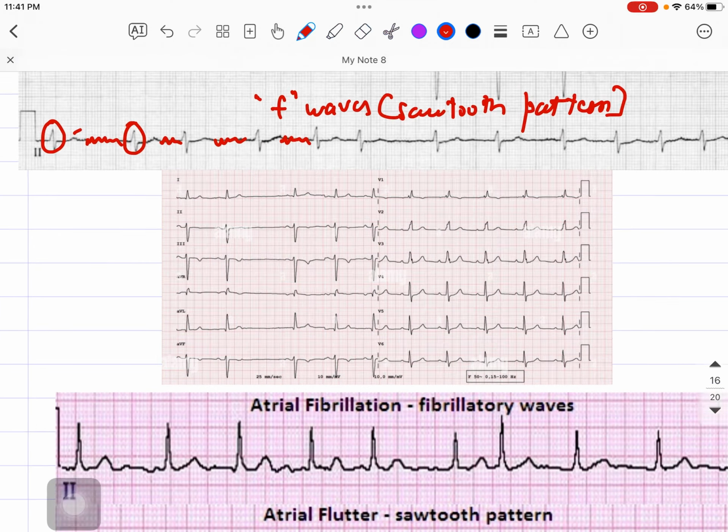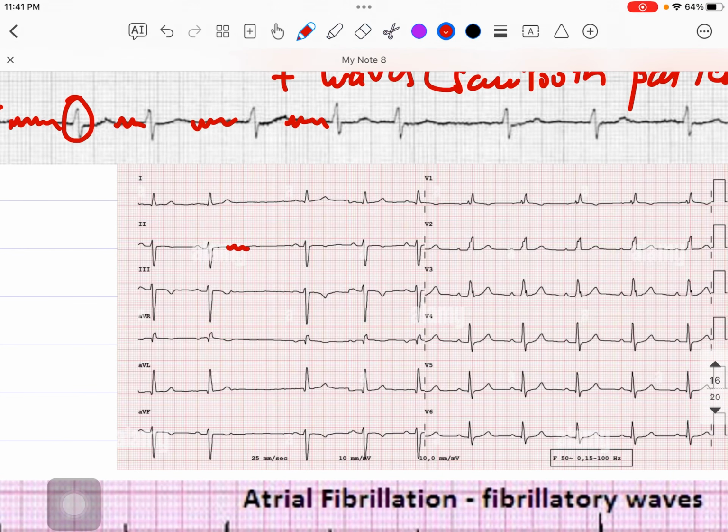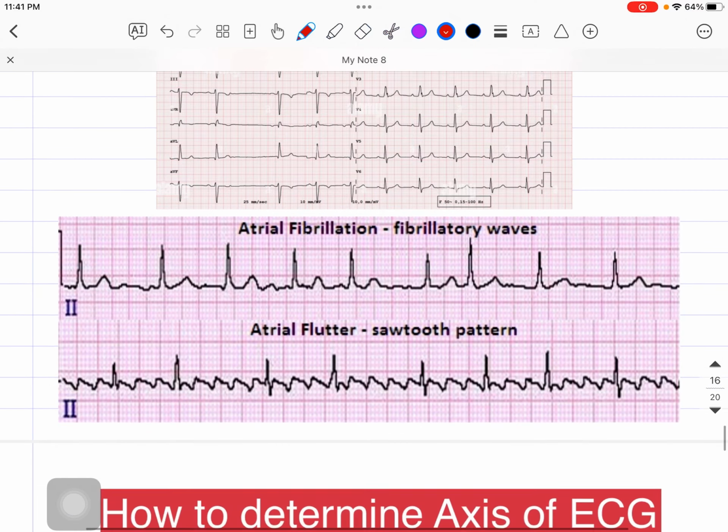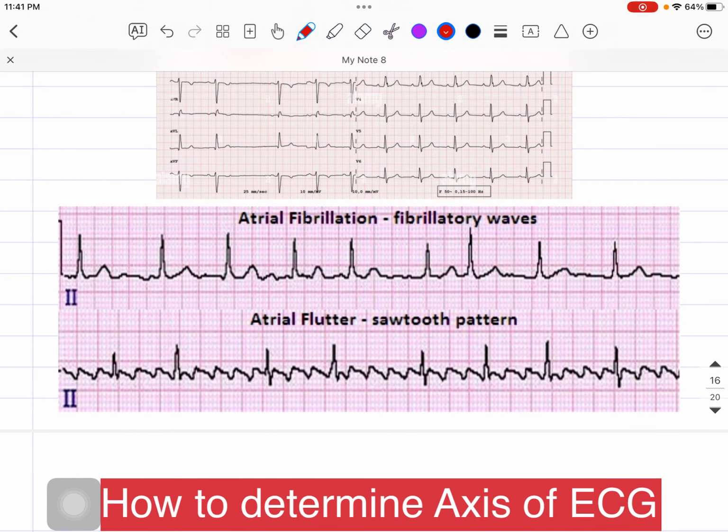So for example, look over here, right? What I can see is this and this, the sawtooth pattern over there. So basically in the atrial fibrillation, you will be seeing the fibrillatory waves, and the RR interval will be varying, so you will see an irregular rhythm, irregular RR interval. In the atrial flutter you will usually be seeing the sawtooth pattern, that is usually seen in the atrial flutter, right?